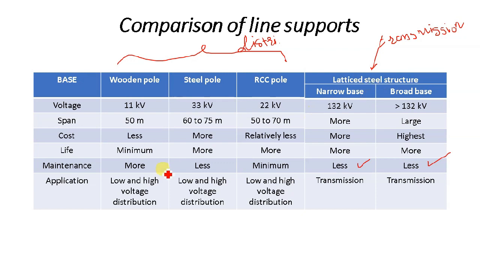If you look at the application, the wooden poles, as I have mentioned, are used in the distribution system only. So the voltage level of this kind of pole will be low or high voltage distribution, but in case of transmission the voltage is going to be very high. So yeah, this is a brief comparison of the different line supports that we discussed in today's lecture.